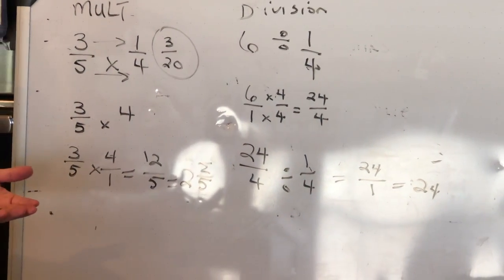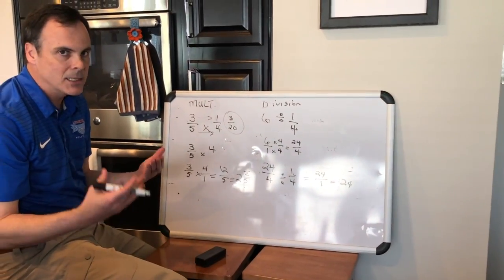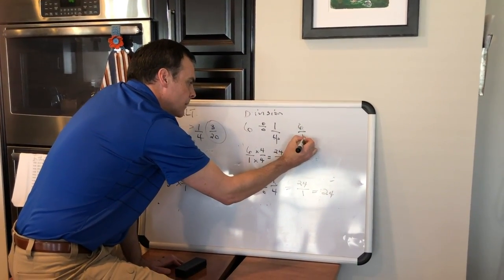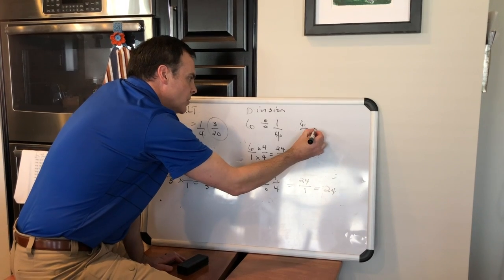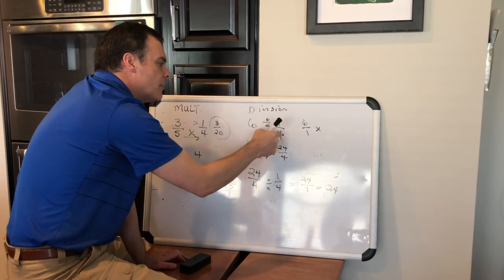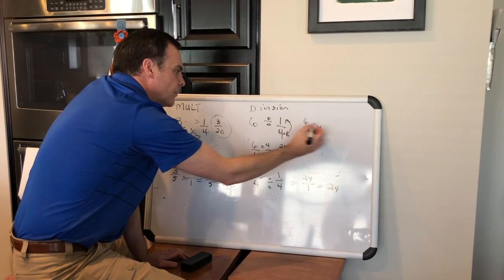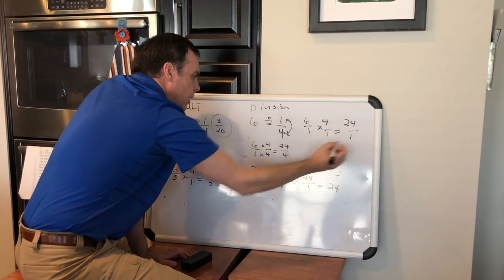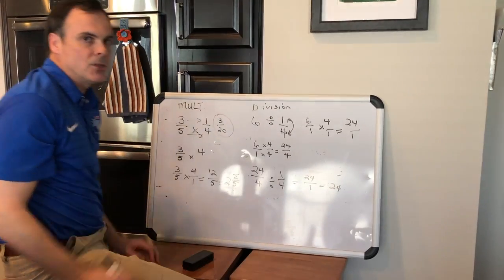The other way that you can do it, and I think I've shared this with you in the past, is we could take the 6 over 1, and we can then multiply it by the fraction's reciprocal, which in this case is 4 over 1, which gets you 24 over 1, which gets you the exact same answer as you had before.